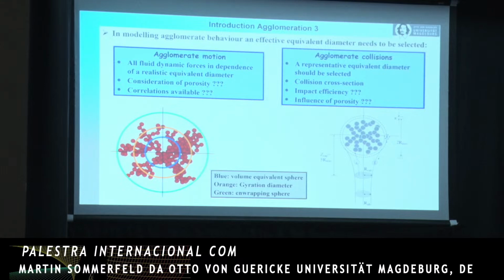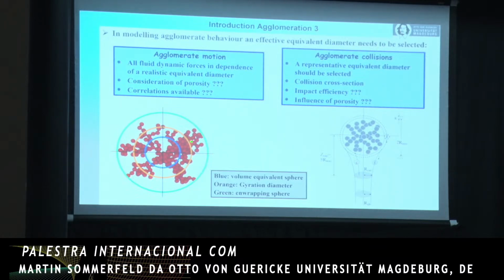Okay, which is the proper value? The compact sphere, so this is the blue circle, is of course not correct. Right? The resistance of the aggregate is probably much higher. So what we mostly did is taking the gyration diameter, because this can be evaluated during the calculation. The enwrapping sphere is hard to get. Right? You have to post-process somehow the aggregate data.